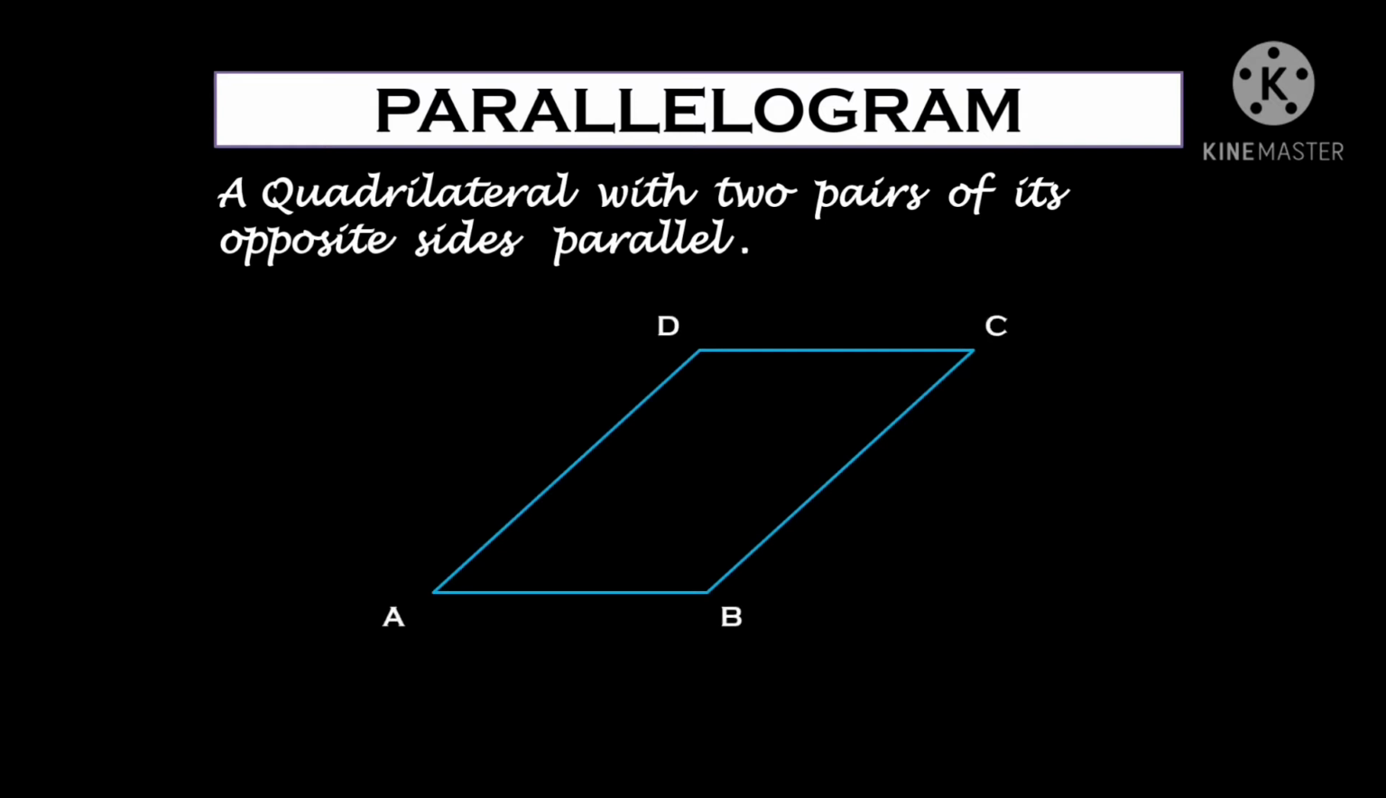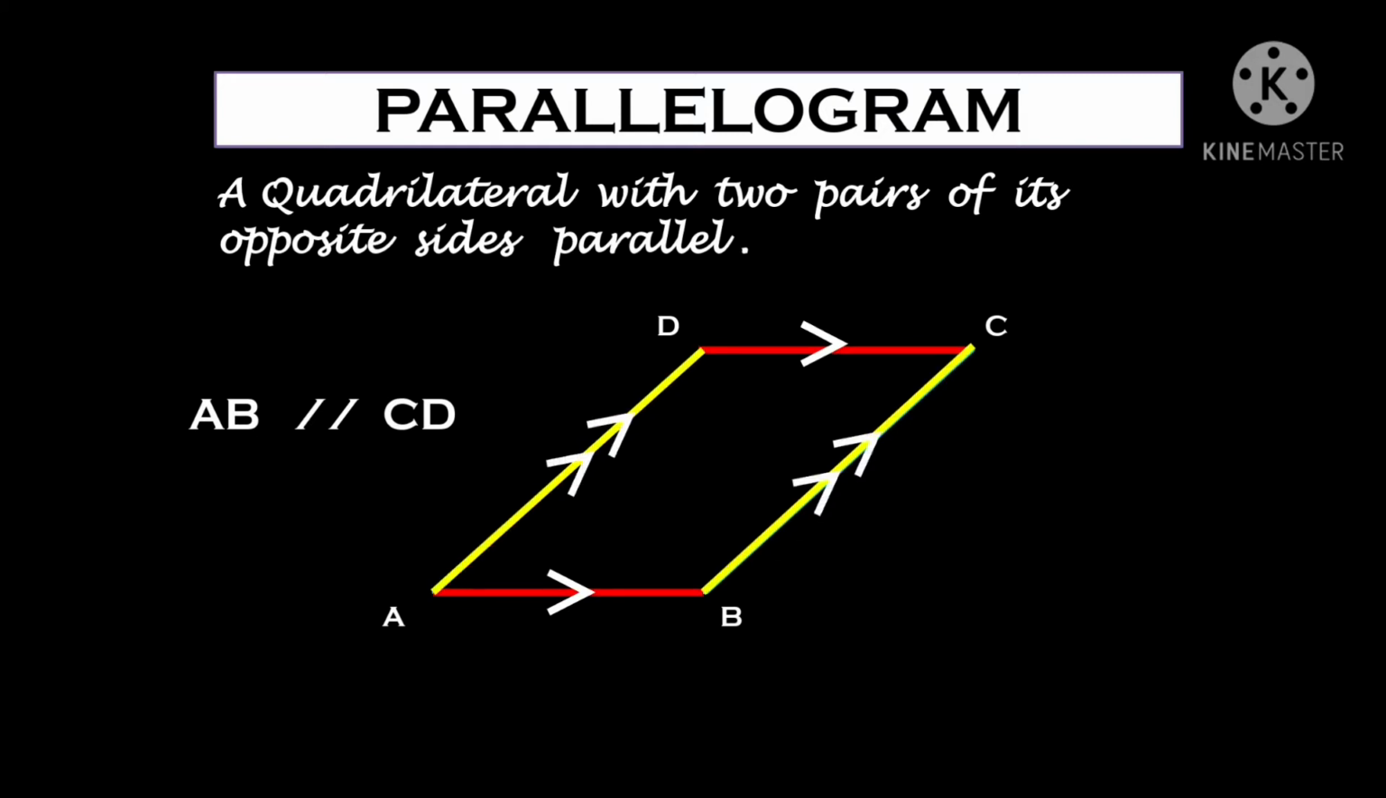As you can see here, let's name it ABCD. This is a parallelogram ABCD, where you can see one of its pairs is parallel, that is AB is parallel to CD. Then this is the second pair, that is AD parallel to BC. So any quadrilateral in which both pairs of opposite sides are parallel will be called a parallelogram.